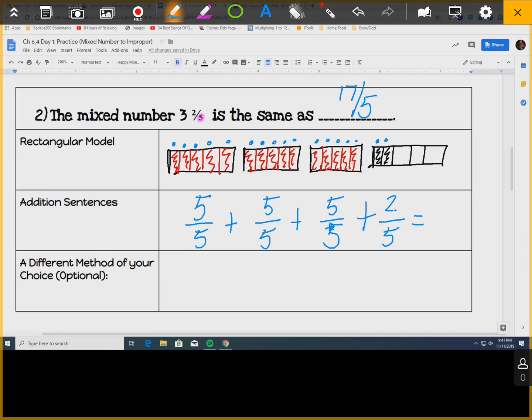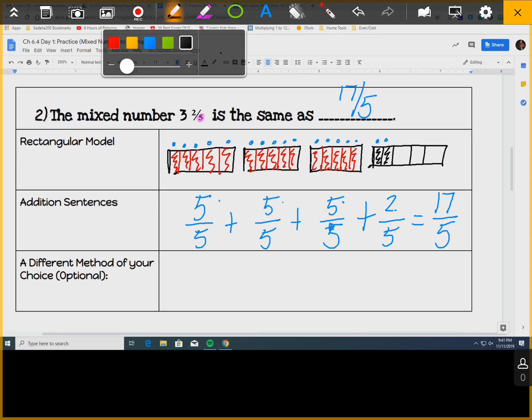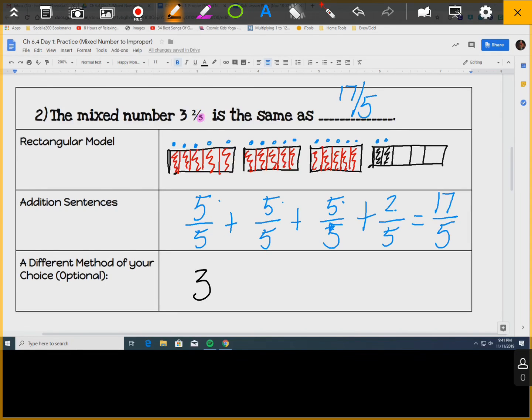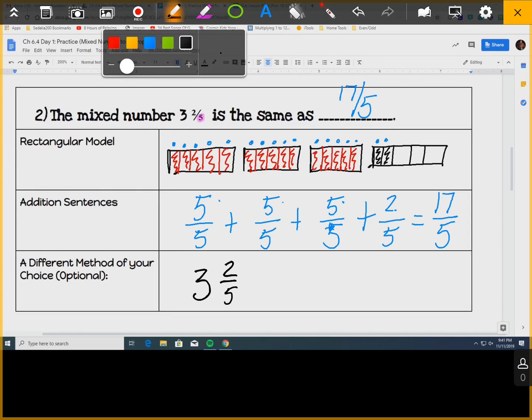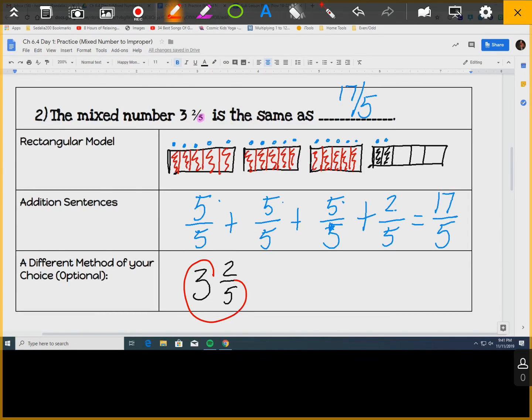Now I can just add them together. 5, 10, 15, and 2 more would be 17/5. An optional method that you may choose to use is more of that algorithm that your family will be more familiar with. 3 2/5. I can see this as 3 groups of fifths. Again, here's my 3 groups of fifths, which is 15. And then I have 2 more fifths. So that's going to be 17/5.